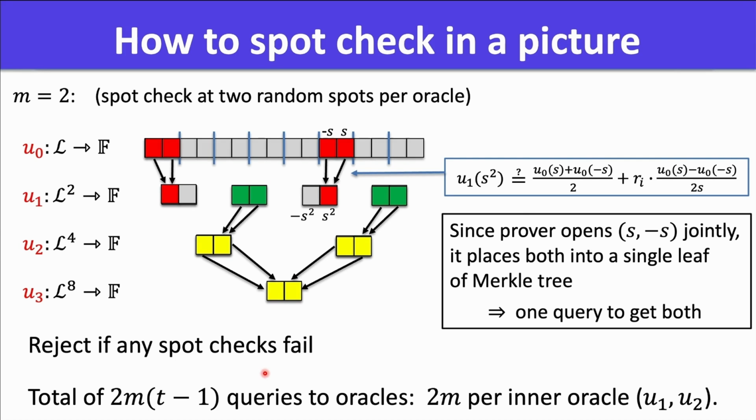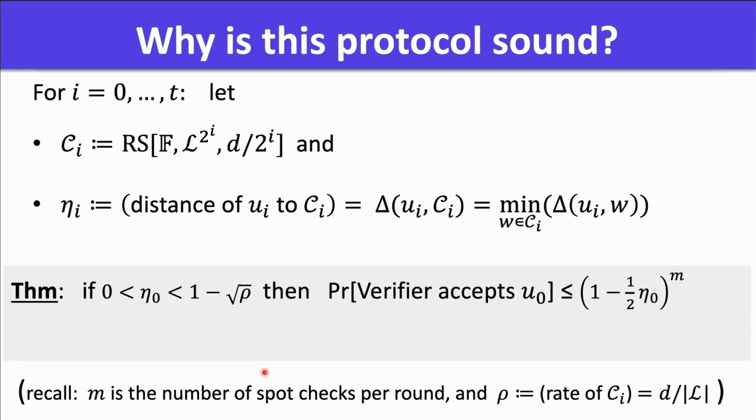So then, as we said, the question is, why is this FRI protocol sound? Why is it really an IOP of proximity? So let's walk through the analysis. It's not very difficult. For every one of the rounds, we'll say this is the code at round i. So for i equals 0, we end up with the initial code over the domain L of degree d. And then we'll denote by eta_i the distance of u_i to C_i. In particular, eta_0 is the distance from u0 to the original code C0.